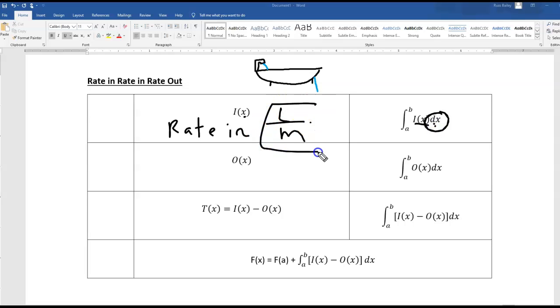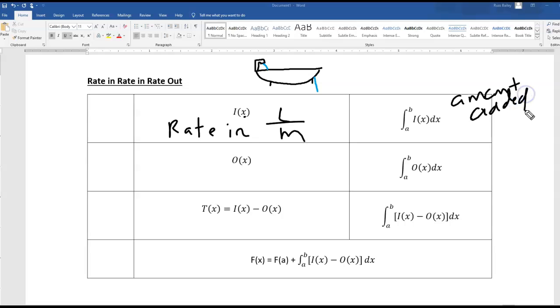So my units for rate in are liters per minute. If I multiply that by dx, which is an x variable, that's time only. The times cancel and we're just left with liters. That's something we talked about in preparation for our test, so hopefully that's not too foreign to you. The point here is that when you integrate, you multiply by a time unit. And so this is going to be the amount of water added on the interval from A to B. And the units would be liters, not liters per minute, but liters.